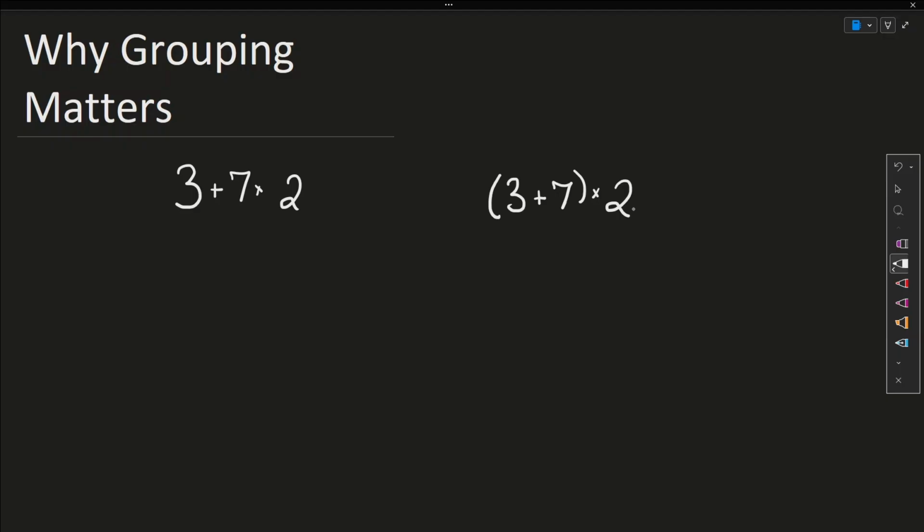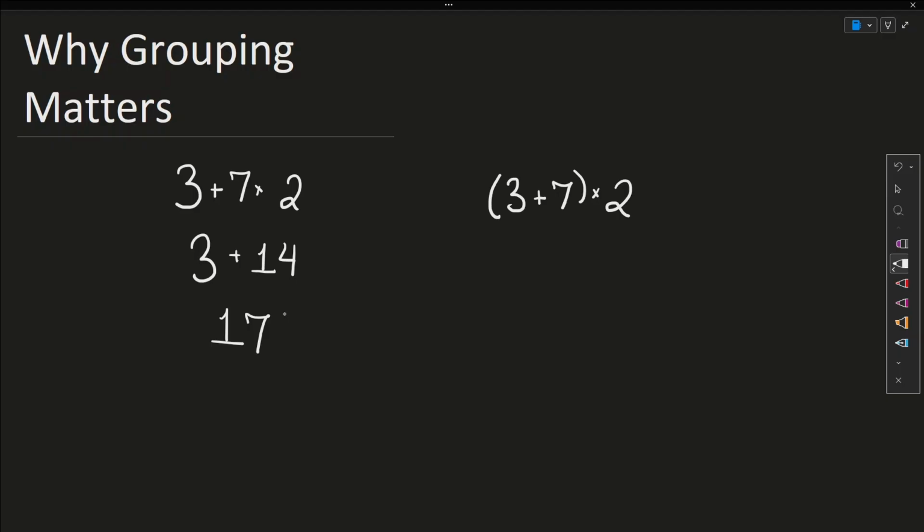Let's evaluate the first expression, 3 plus 7 times 2. According to the order of operations, multiplication comes before addition. So we multiply first. 7 times 2 is 14, so this becomes 3 plus 14. We then add. 3 plus 14 is 17. So 3 plus 7 times 2 is equal to 17.